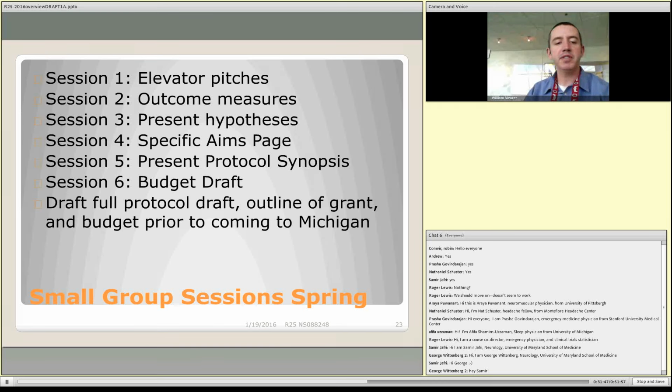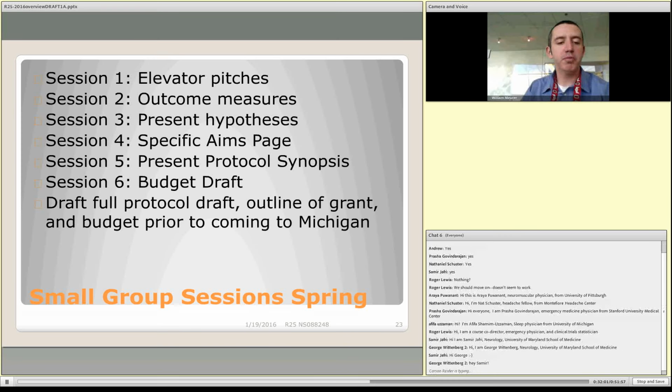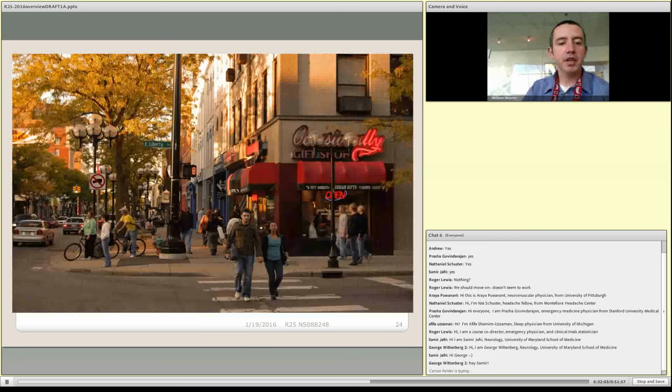Again, our goal is to have about 6. If groups need more or are able to combine a couple of these, there is some flexibility in that. And again, the draft full protocol, perhaps an outline of the grant along with the specific aims pages, and some draft of the budget prior to coming to Michigan.